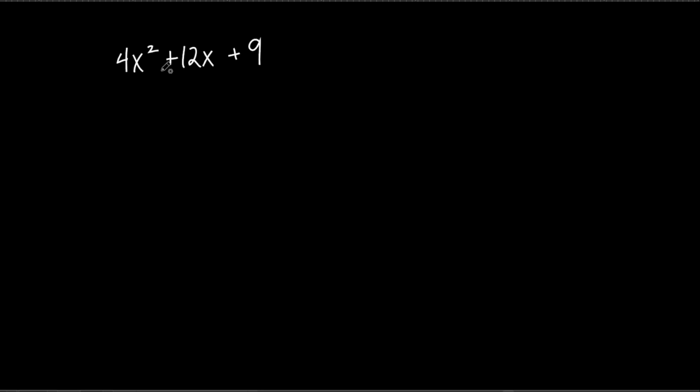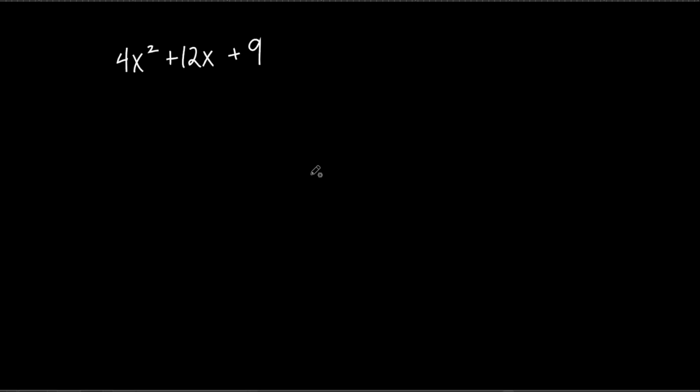This is a special factoring, okay? And this is a perfect square. How do you know it's a perfect square? Well, first of all, look at the ends. Can you take the square root of 4? Yes. Can you take the square root of x squared? Yes. Can you take the square root of 9? Yes, you can. So that's a good hint that it's a perfect square.